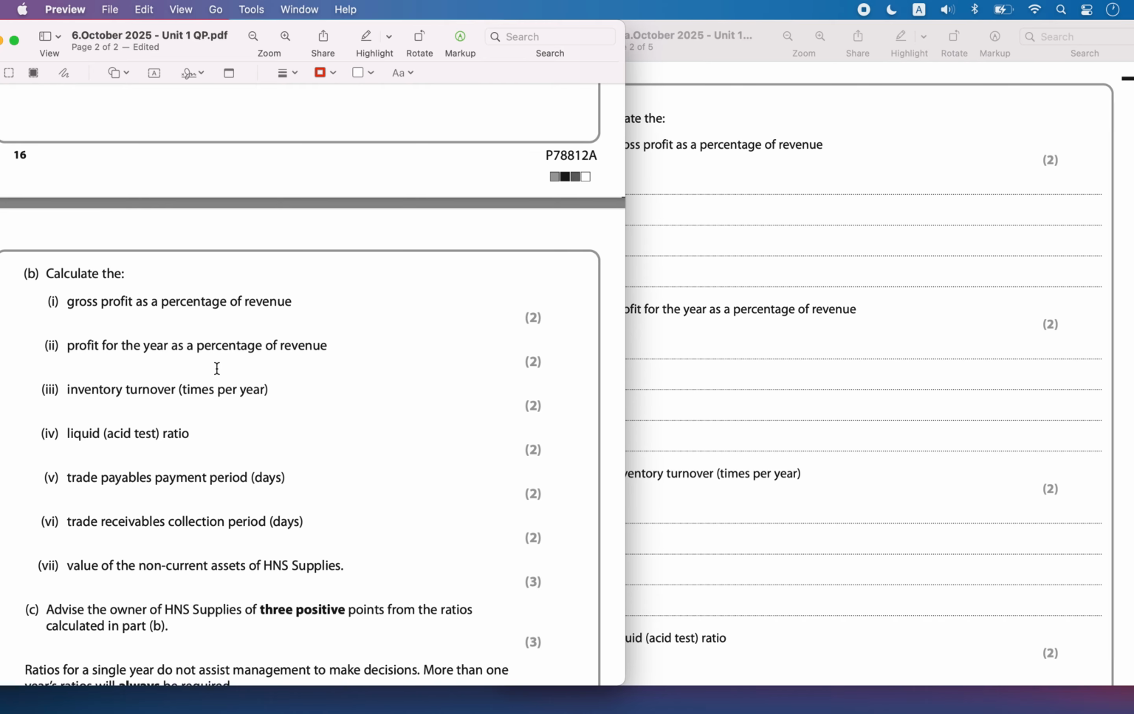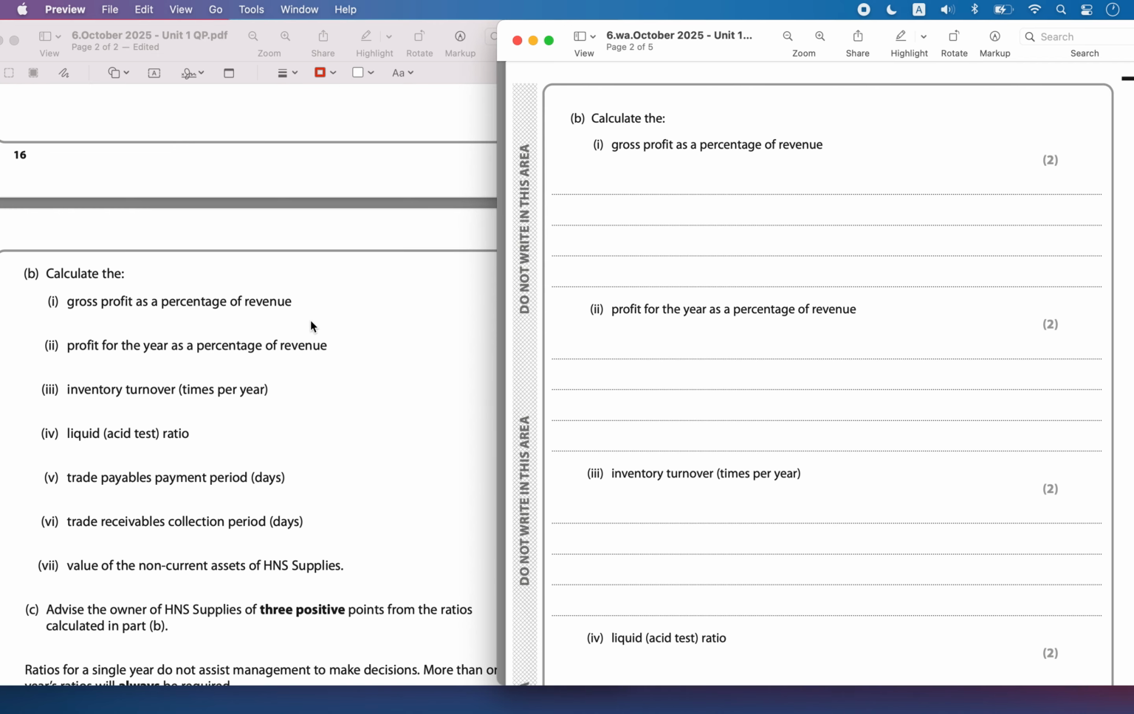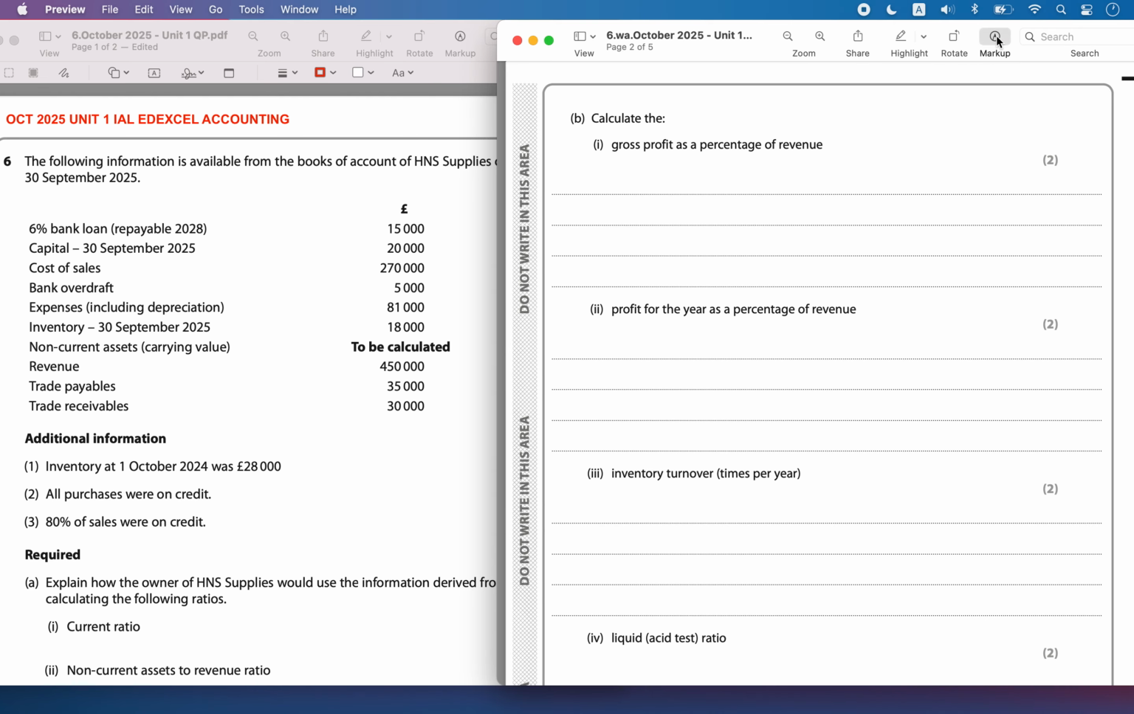So let's calculate the ratios. The first one is the gross profit as a percentage of revenue. The ratio in the name itself has gross profit, so we have to find gross profit, divide it by the revenue, and because it's a percentage you multiply it by 100. This is very easy to remember. So gross profit as a percentage of revenue.